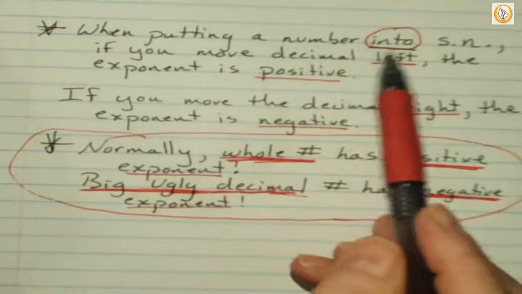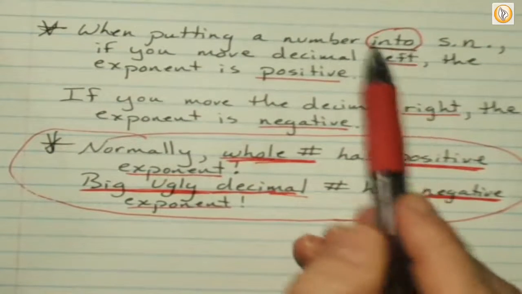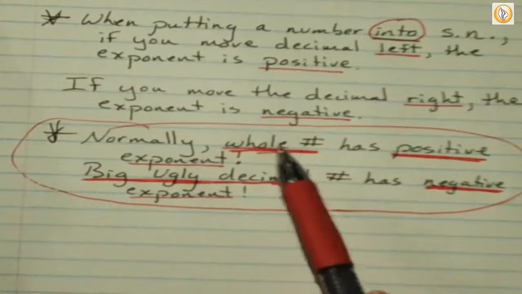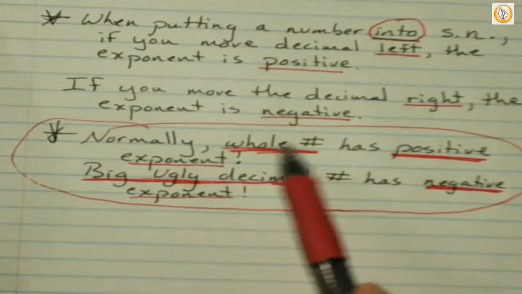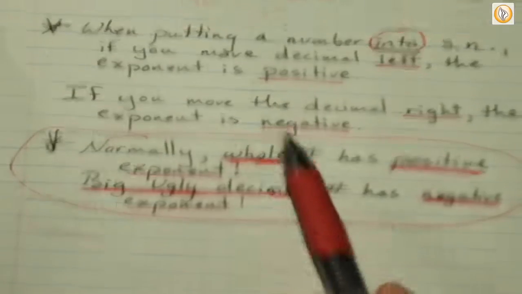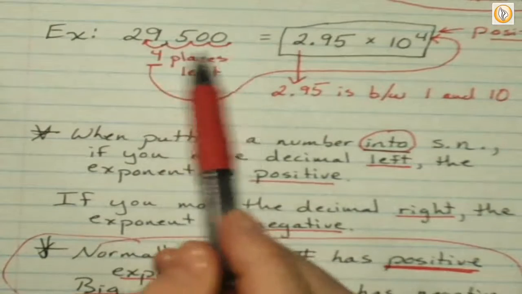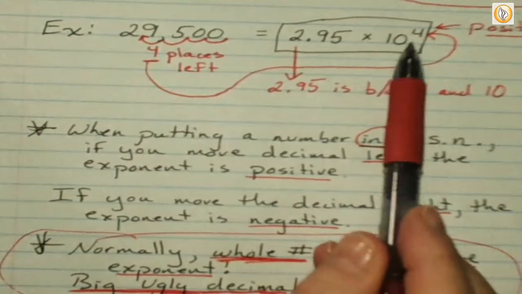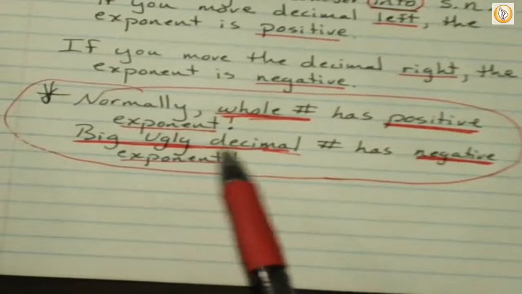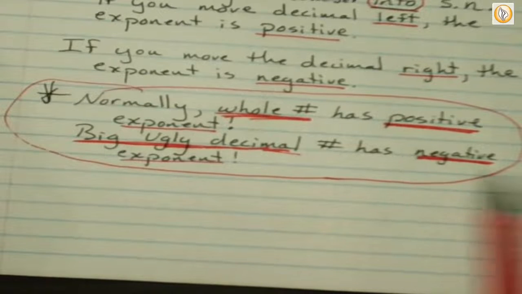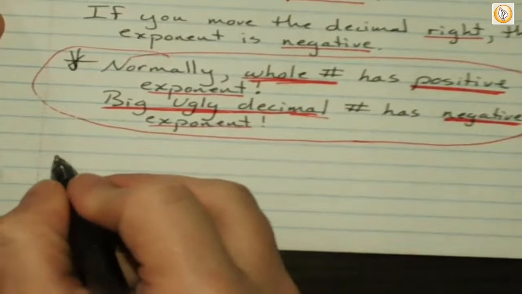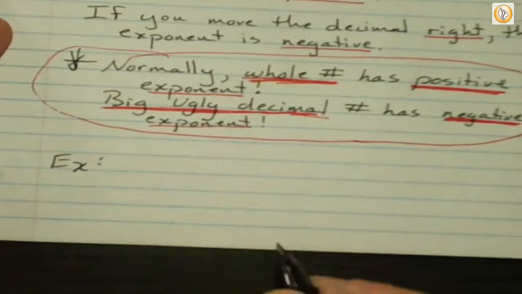So when putting a number into, that's the key word, into scientific notation, if you start off, now listen to what I'm saying, if you start off with a whole number, isn't this a whole number? This started off as a whole number, right, Cecilia? Then the exponent is going to be positive. If you start off with big, ugly, it's going to be negative. Here's an example of big, ugly. And I'm serious. This is what you'll be seeing.